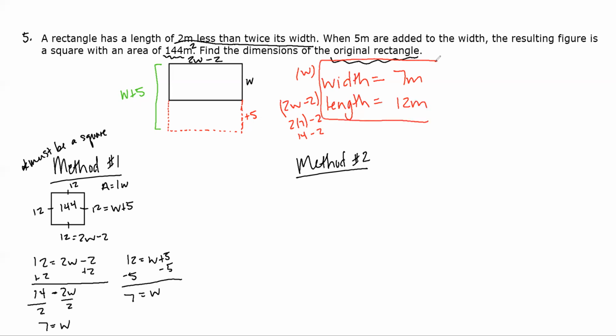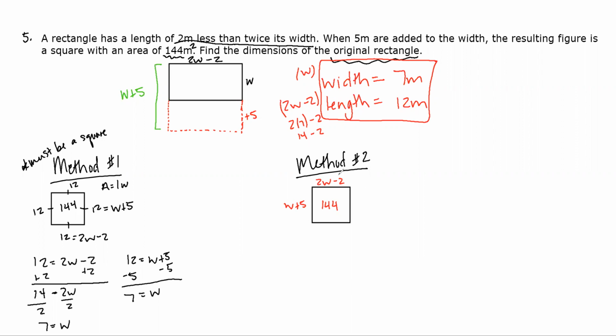All right, that is kind of the nicer way. That's more of the logic-based way of going through this, looking at the sides and seeing what they have to be. Method 2, what we're going to do is, we know our final shape is a square. Let me draw out our square again. We know the area is 144. I'm going to put that in the middle. We know that the length here is 2W minus 2, and the width is W plus 5.